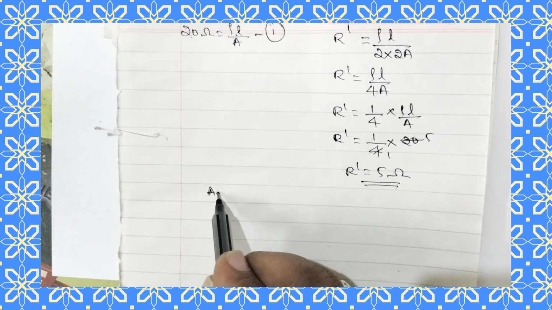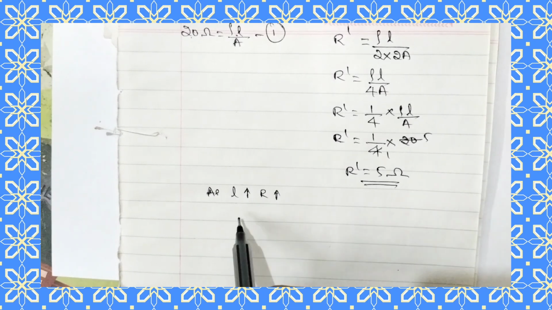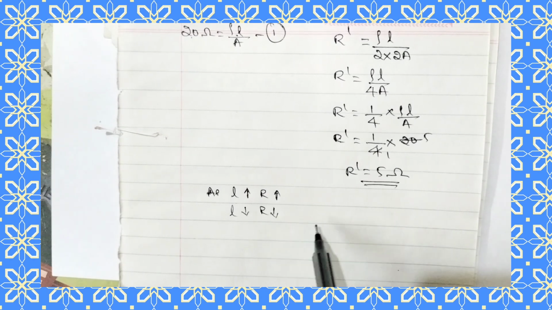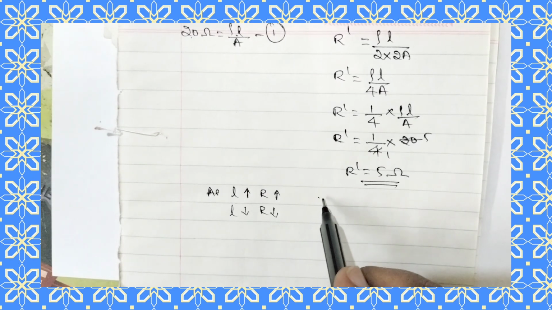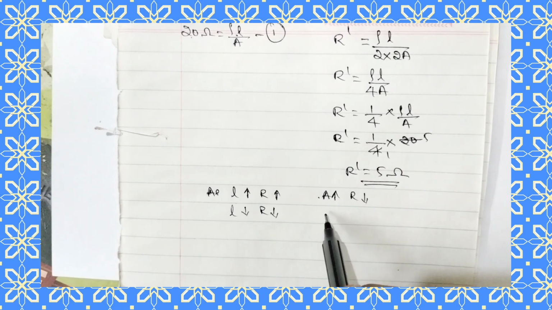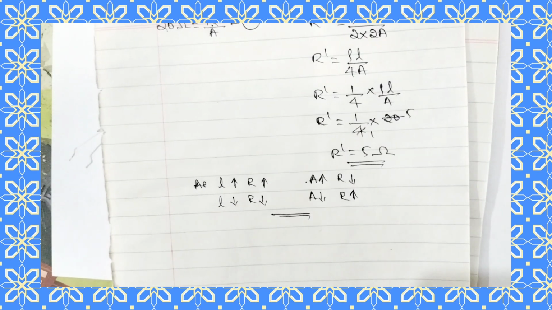As length increases, resistance also increases. As length decreases, resistance also decreases. As area increases, resistance decreases. As area decreases, resistance increases. This is the conclusion we can draw from this experiment.